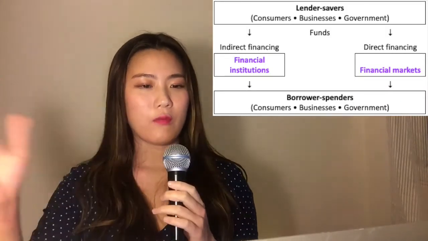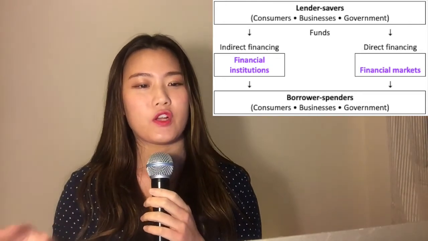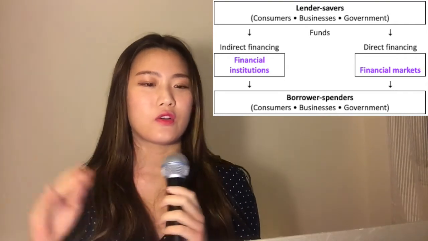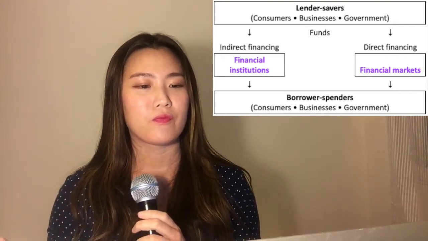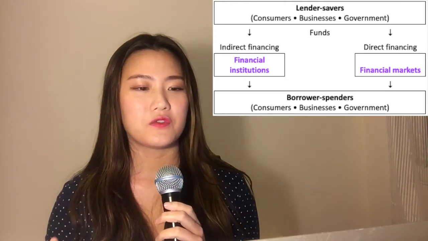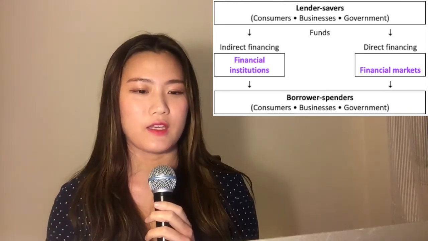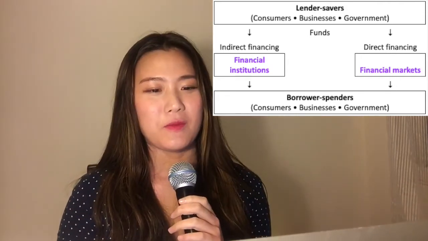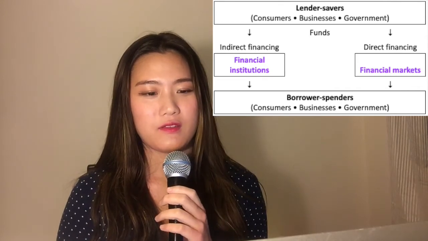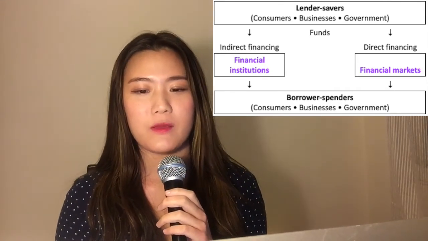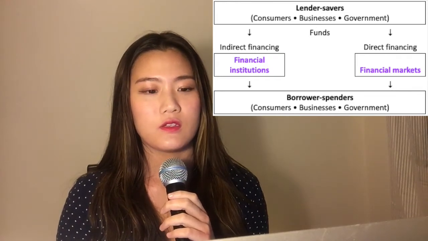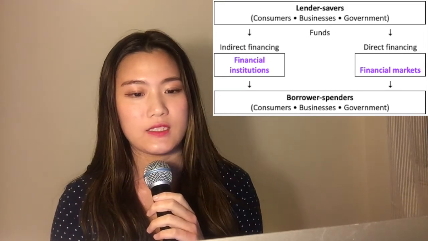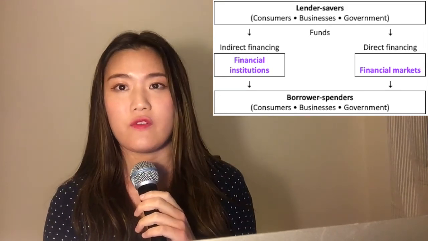Next, how funds flow through the traditional financial systems. On the top, there's lenders and savers, so consumers, business, and government. They give indirect financing or direct financing. So lenders give funds to financial institutions or financial markets. And this goes down to borrowers and spenders. So the financial market is a direct financing method, like shares, bonds, and money market instruments. And financial institutions are like commercial banks that invest in financial assets and provide financial services.